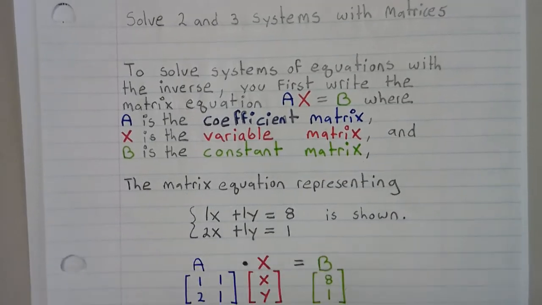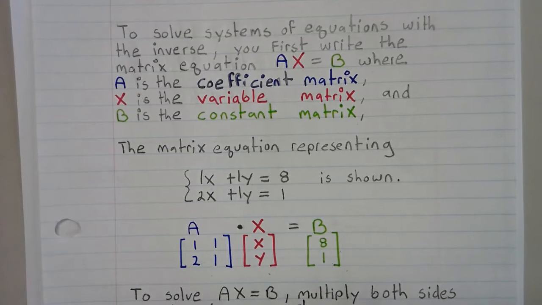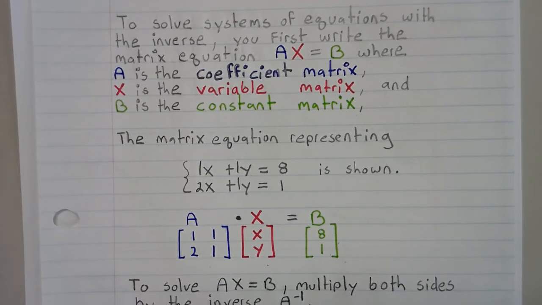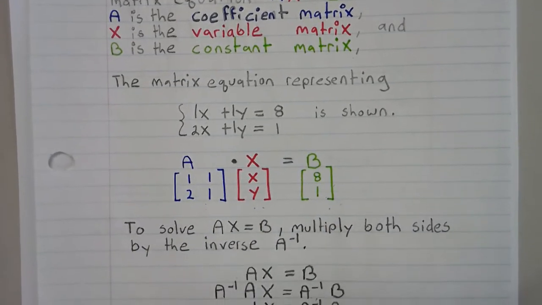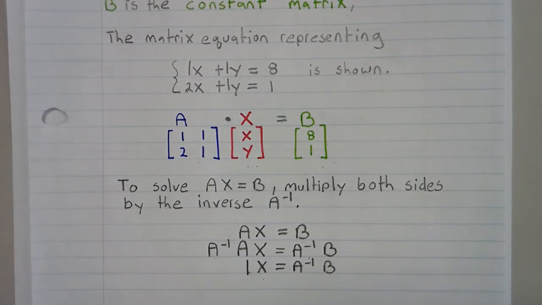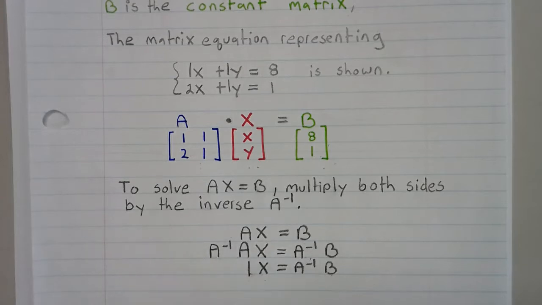Now with that said, let's look at a matrix equation representing 1x plus 1y equals 8 and 2x plus 1y equals 1. That means A is 1, 1, 2, 1, X is XY, and B is 8, 1. To solve AX equals B, multiply both sides by the inverse, A inverse. So AX equals B, A inverse times AX equals A inverse B, and A inverse times A is 1, so 1x equals A inverse B. So if you would, finish up your notes now.